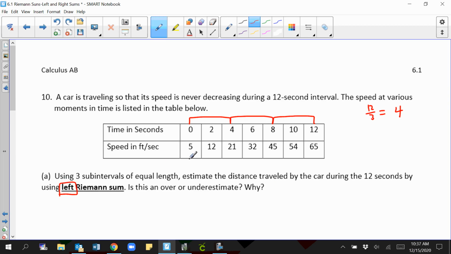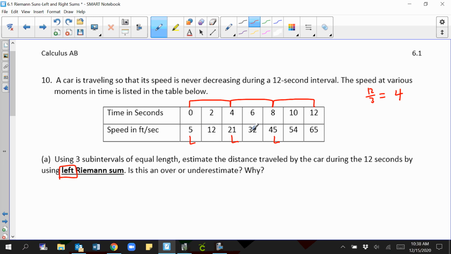And if I'm using a left Riemann sum, I'm going to use the left points for those 3 intervals. So the 0, 5, 4, 21, and 8, 45. So my width for all of these is that 4 that we just found. So I'm going to do 4 times, and then I'm going to do 5 plus 21 plus 45 for my left endpoints that I'm using here. So when I add that up and multiply it by 4, I end up with 284. And it says we're estimating the distance traveled by the car, and since our speed is in feet per second, our distance would just be feet.